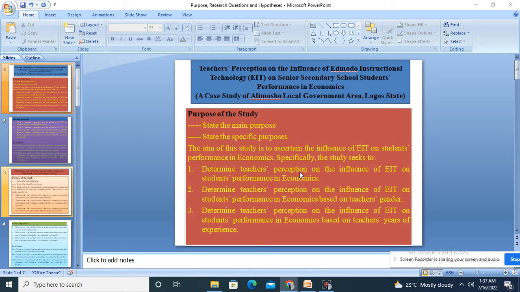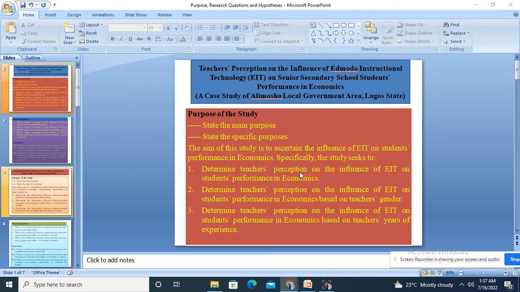Now, you can say specifically the study seeks to. If you look at it, I say specifically the study seeks to. The "seeks" I'm using is to show that you have not done your proposal yet. You are still within your chapter 1 to 3. After you return from your field work, you have to change that "seeks" to "sought", to past tense. You have to change all your present tense to past tense.